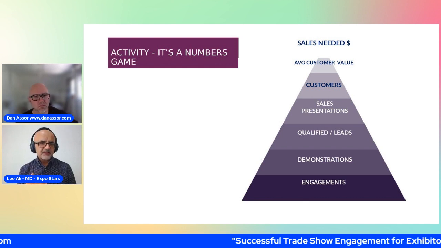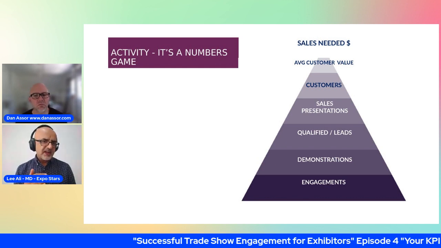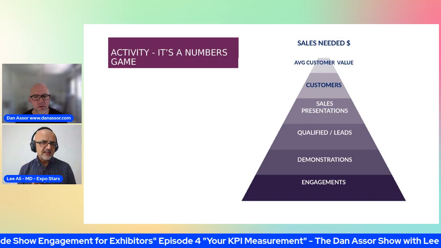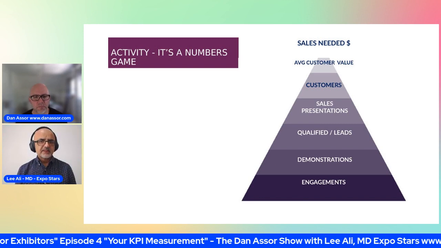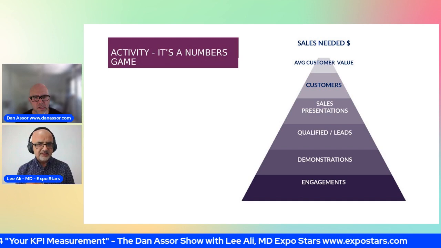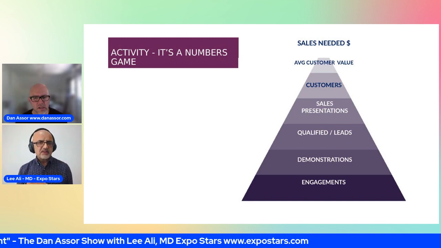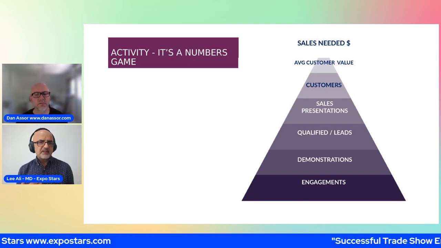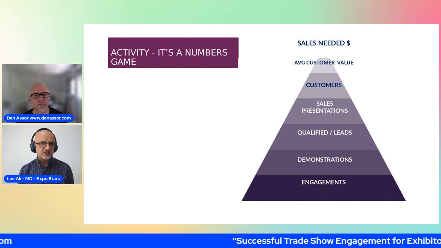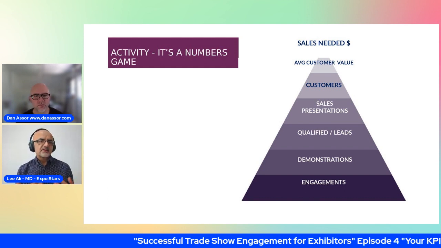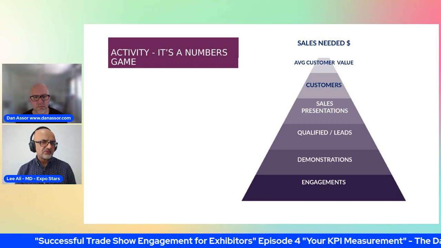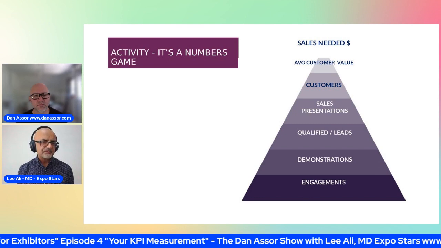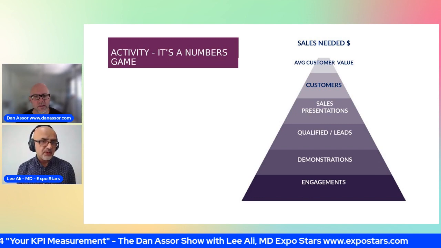Okay, to get 40 presentations, if you have, let's say, a 50% closure rate from lead to presentation, you need to get 80 qualified leads. Okay, to get those 80 qualified leads at a trade show, you'll need to have what we call engagements and demonstrations. So it could be that 1 in 2 demonstrations leads to a qualified lead, so you need to do 160 demonstrations. And to get 160 demonstrations, how many hellos do you need to say? That could be 1 in 2 as well.